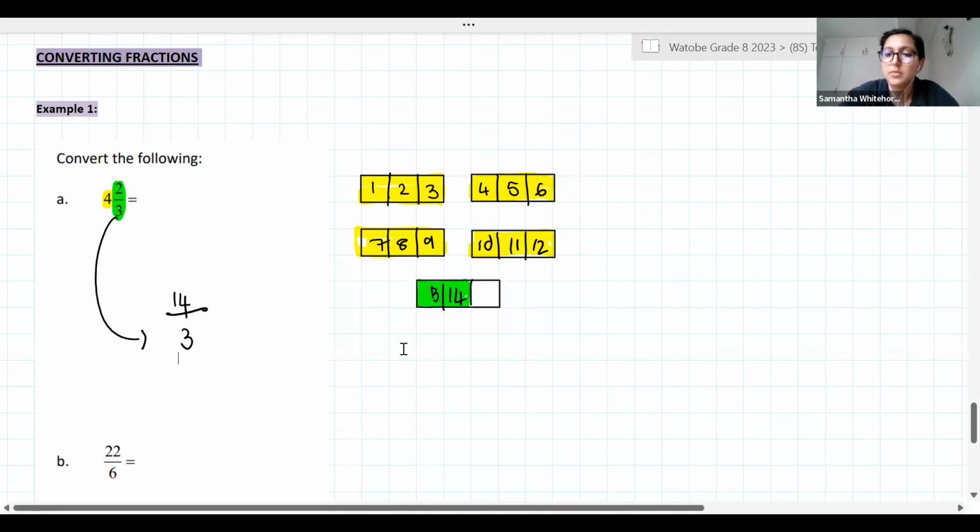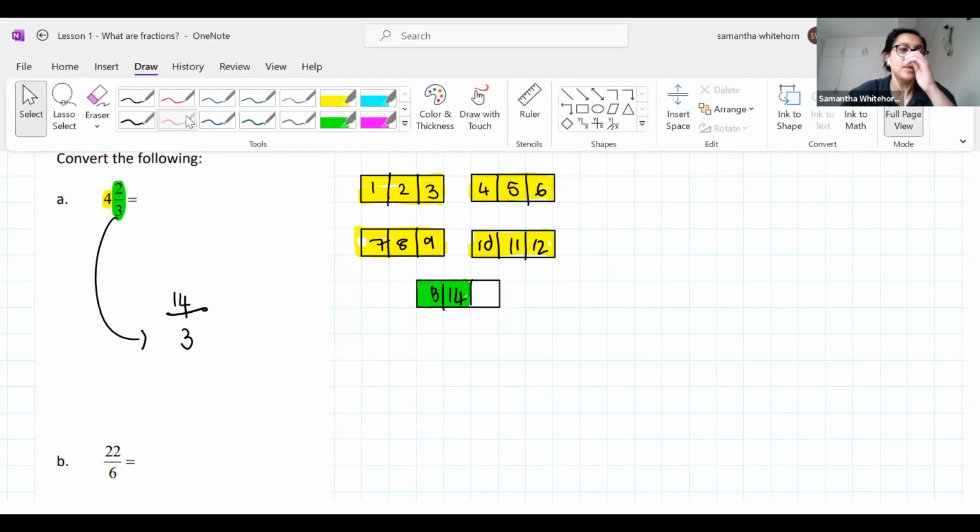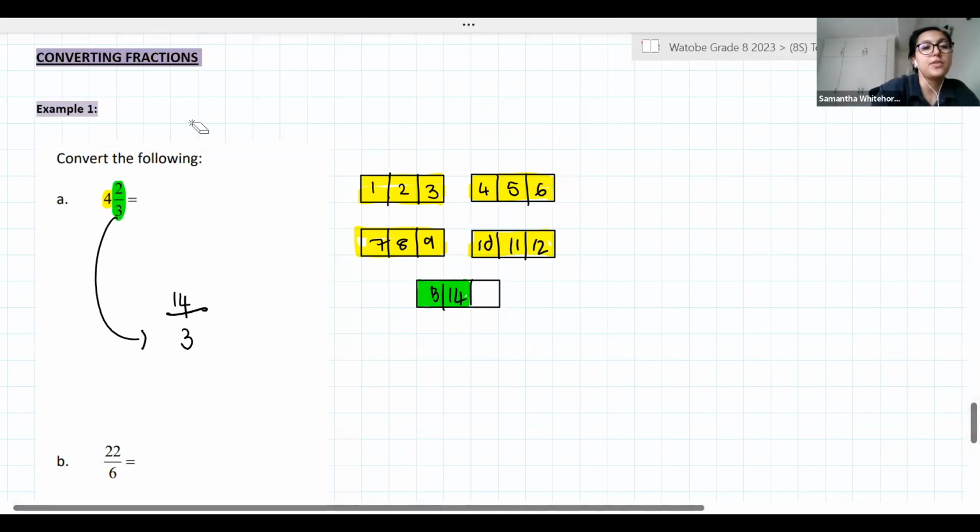But that's so time consuming. I don't want to draw all these rectangles and color in and all the rest of it. So we need to find a different way to do it. The way that we do that is through this little method. We take the denominator and we times it by the whole number.